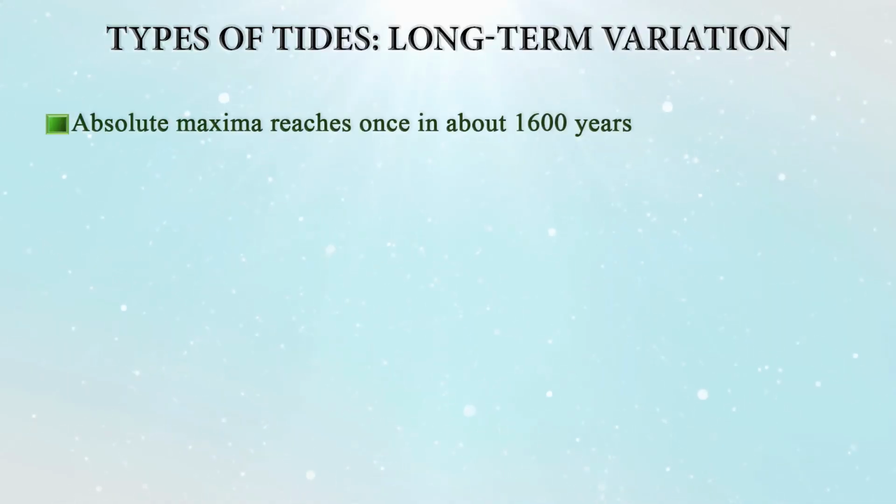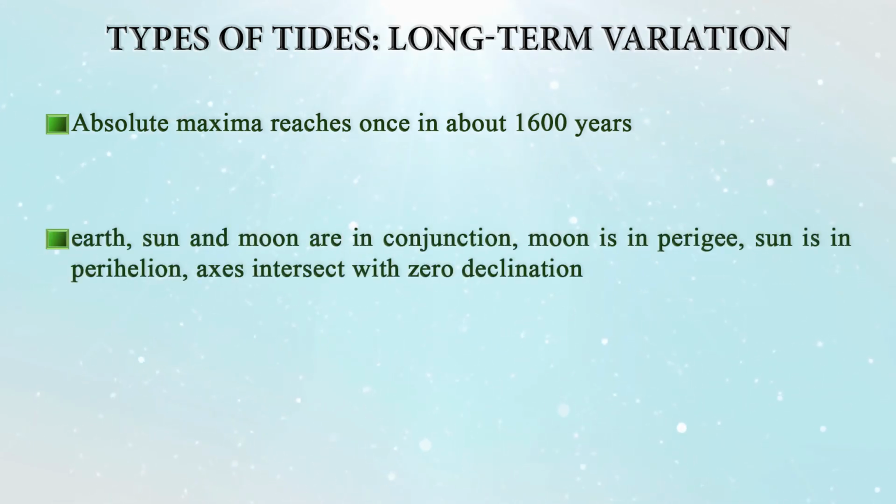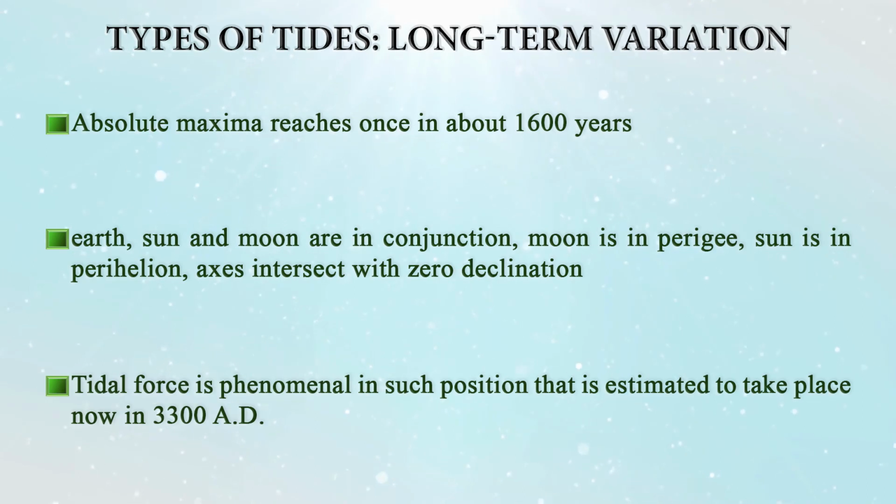Absolute maxima reaches once in about 1600 years. It happens when earth, sun and moon are all in conjunction. Moon is in perigee, sun is in perihelion, and the axes of all these heavenly bodies intersect with zero declination. Then what will happen when moon is also in perigee, sun is also in perihelion? Then tidal force would be phenomenal in such a position, and it is predicted to happen in about 3300 AD, that is pretty far from now, so we can just relax.